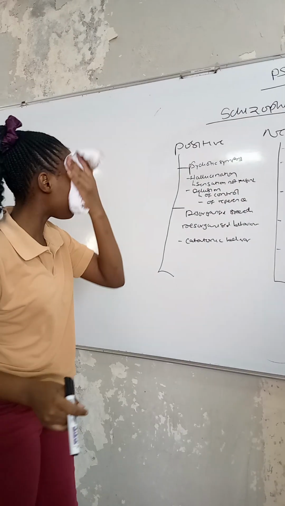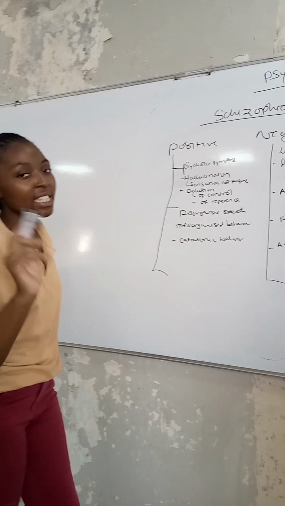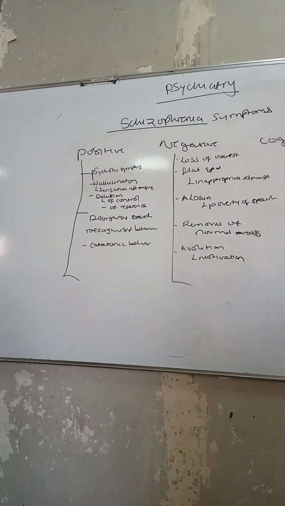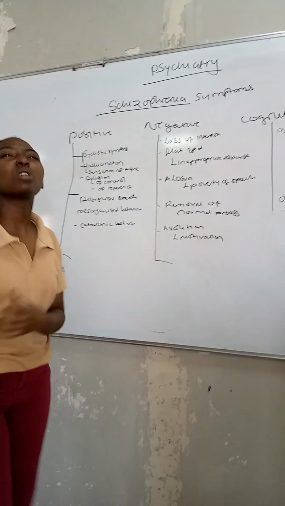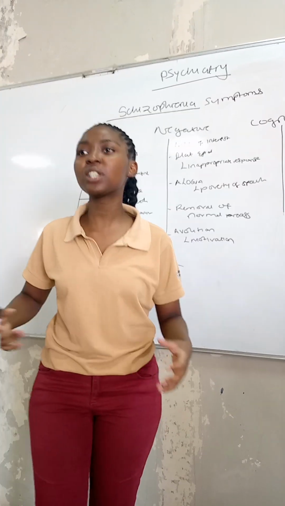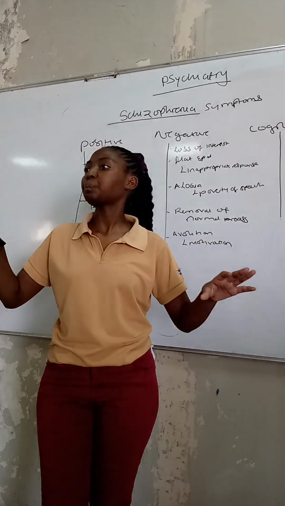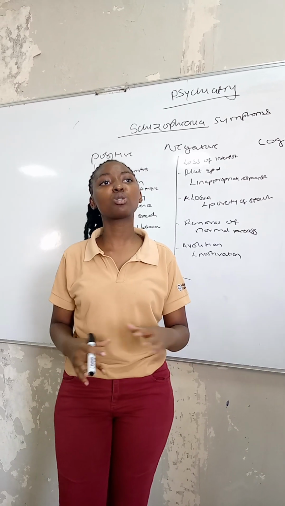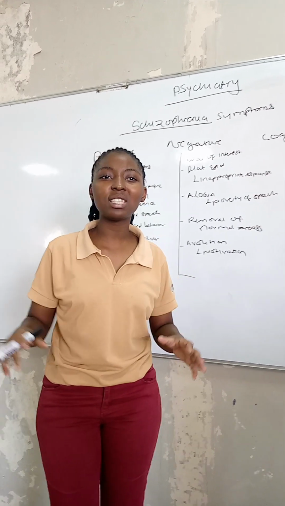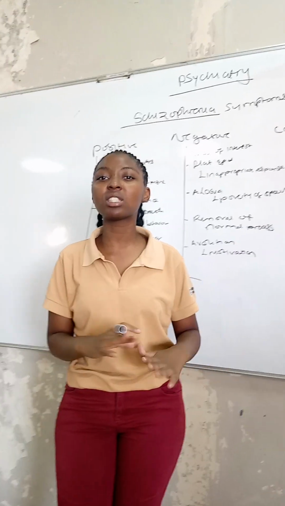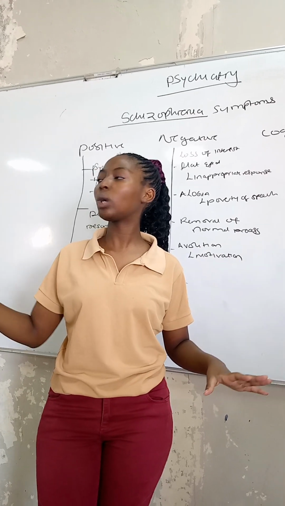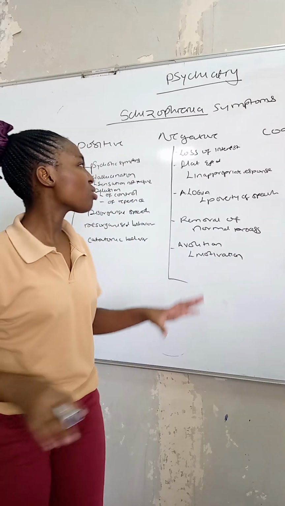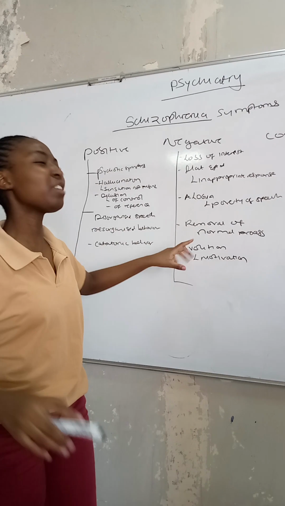Then we have negative symptoms of schizophrenia. So we have the loss of interest. A person used to love going out in the world. A person used to love taking notes. A person used to love going to the museum, and suddenly they just lose interest in everything. Suddenly they don't want to do anything. They just want to be alone. So those are also negative symptoms.